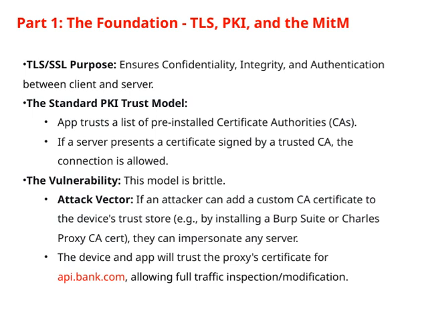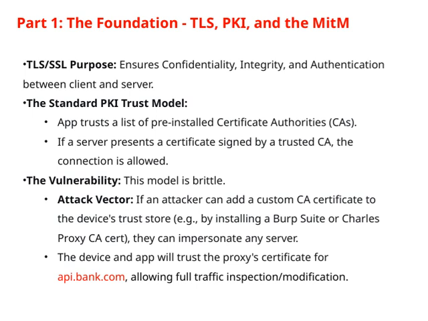If an attacker manages to add a malicious or custom CA certificate to your device's trust store, say by installing a tool like Burp Suite or Charles Proxy, they can essentially impersonate any server. What does that mean in practice? Well, your device and app will trust the proxy's certificate for sites like api.bank.com, allowing the attacker to inspect or even modify all the traffic passing through. This is a significant security risk because it undermines the trust model at its core.